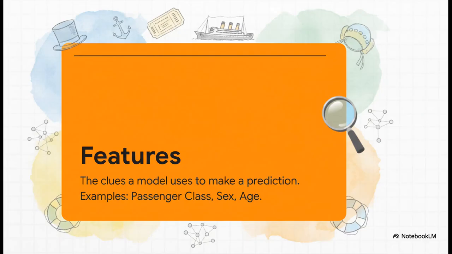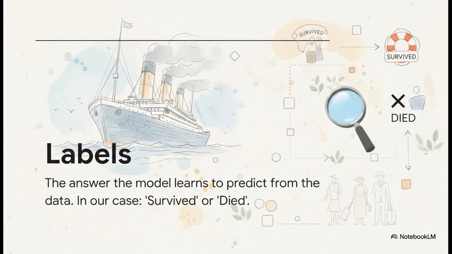So these individual clues, the passenger class, the person's sex, their age, they have a special name in the world of machine learning. We call them features. Just think of them as all the different pieces of evidence our digital detective is going to examine. In that final column, the answer that we're trying to predict, that's called the label. You can think of the label as the answer key. It's literally what we use to teach the machine what a correct prediction even looks like.